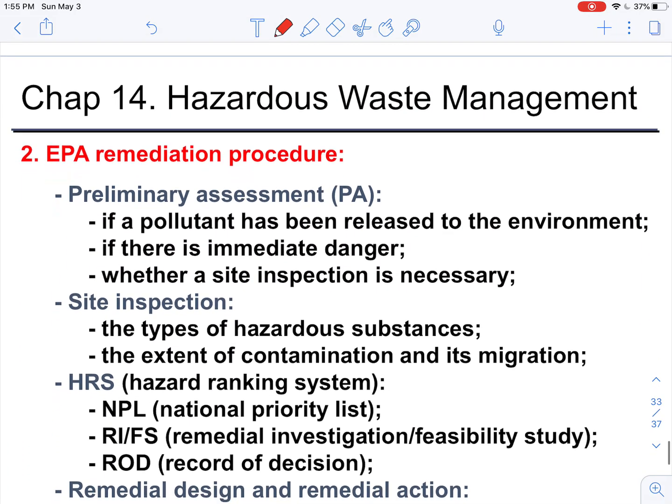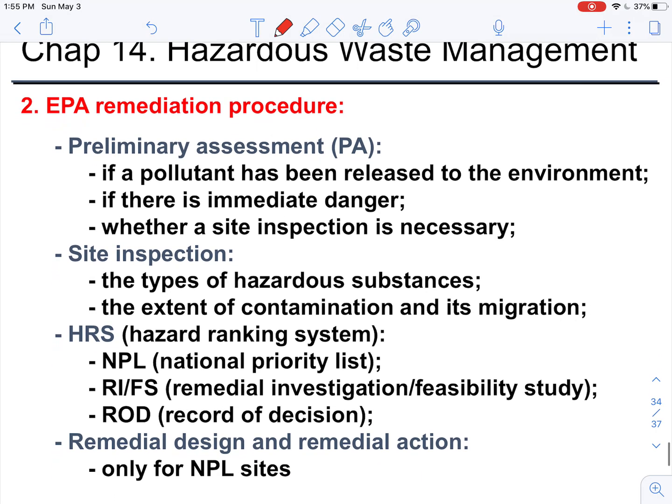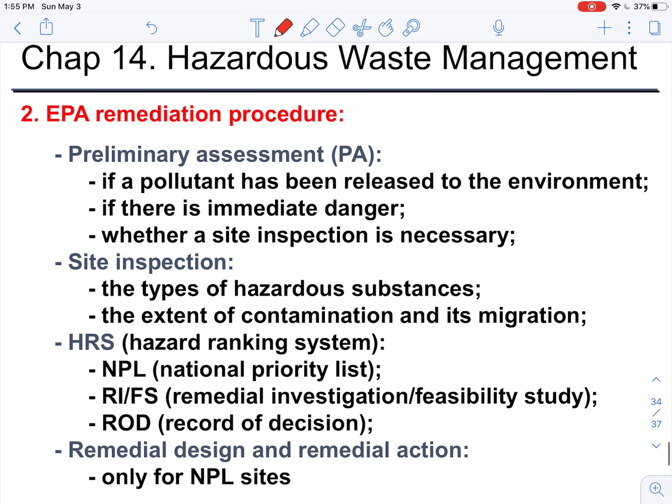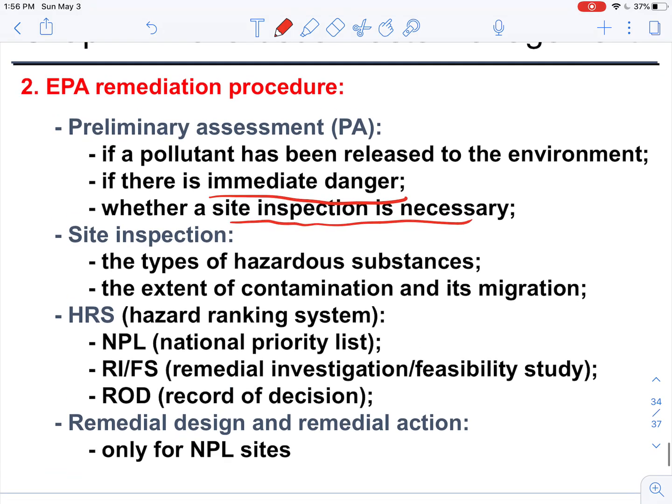So the EPA provides the procedures for conducting these remediation processes. First they will do a preliminary assessment. So basically they will take samples of the groundwater to see whether there has been a release. Then they'll also check if there is an immediate danger, right? And also they'll evaluate whether a site inspection is necessary. If that's necessary, then they'll go conduct this inspection.